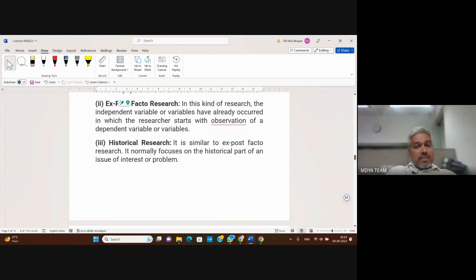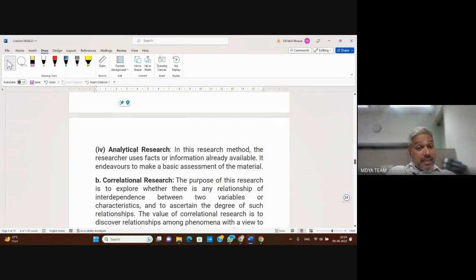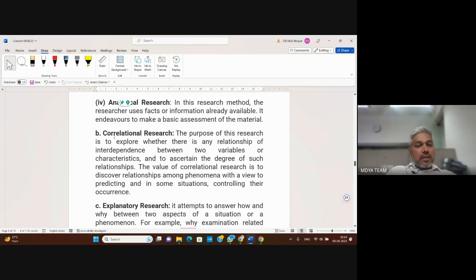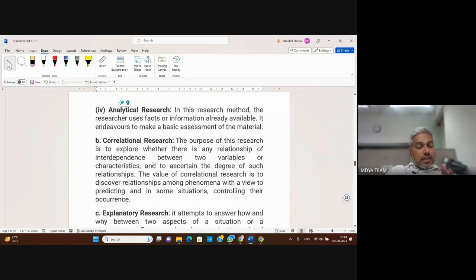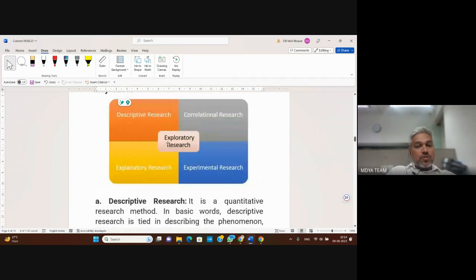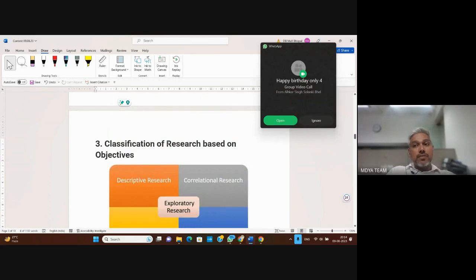Historical research is similar to ex post facto research. It normally focuses on the historical part of an issue of interest or problem. Analytical research: in this research method, the researcher uses facts or information already available, and endeavors to make a critical assessment of the material. Now, after descriptive research, another classification is correlation research. We have read that there are five types of research on the basis of objectives.